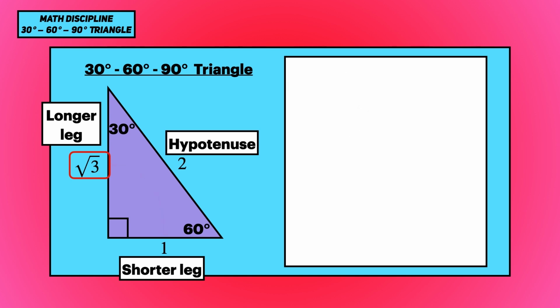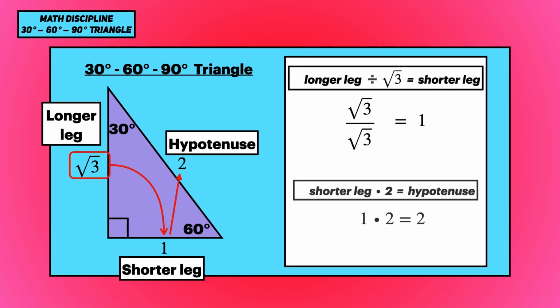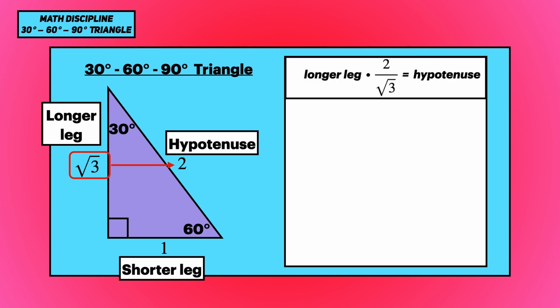If you know the length of the longer leg and you want the length of the hypotenuse, the easiest way is to first get the length of the shorter leg by dividing by the square root of 3. Then take the length of the shorter leg and multiply it by 2. If you want to get the length of the hypotenuse in just one step, you would multiply the longer leg by the fraction 2 over square root of 3. If you multiply square root of 3 times 2 over square root of 3, we get 2 square root of 3 over square root of 3, and the square root of 3 cancels out, leaving us with 2.